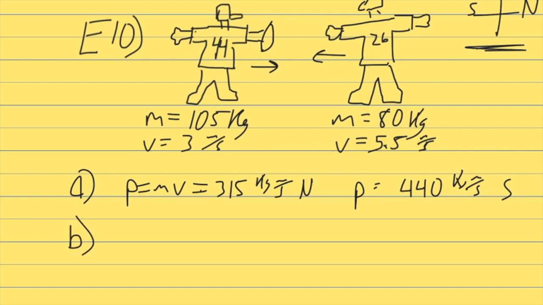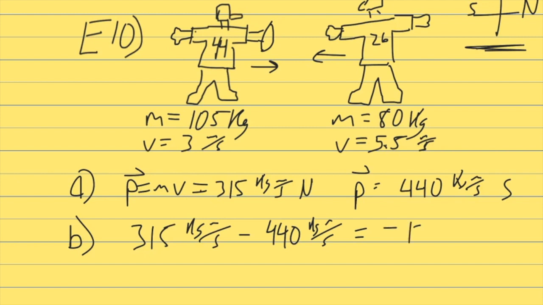Part B asks us, what is the total momentum of the system before? The total momentum of the system, remember, momentum is a vector quantity. So it's going to be the momentum in the positive direction minus the momentum in the negative direction. So it's going to be 315 kilogram meters per second minus 440 kilogram meters per second, which is going to equal negative 125 kilogram meters per second.